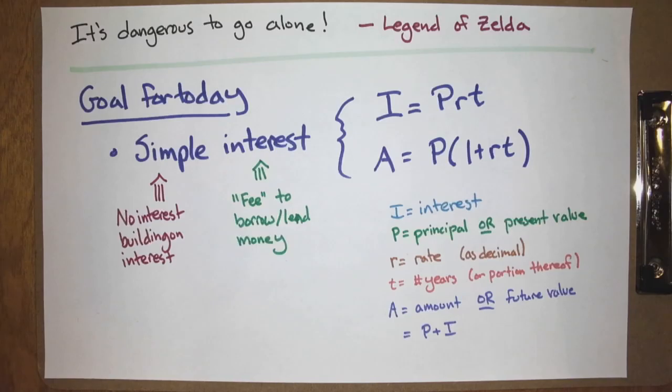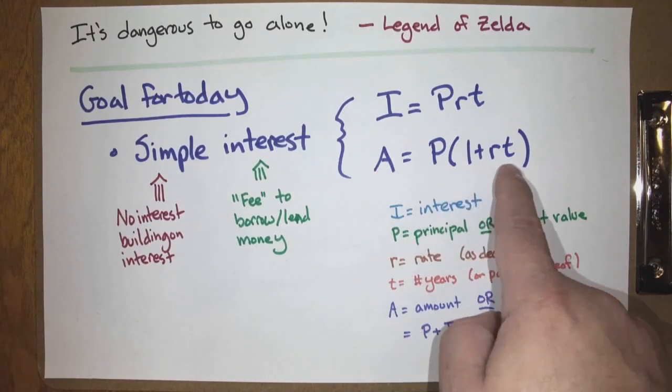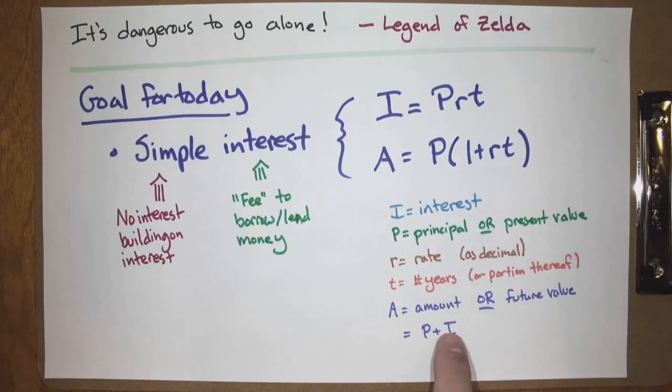There's a second formula, which is that if you take the P times 1 plus RT, well, what is that? That's really P plus I. It's the present value, how much you start with, plus the interest. And so we think of that as the amount. That's why we use A. That's your future value. So if you borrowed money, you'd have to, at the end, pay back the money plus the interest. So that's the P money that you borrowed plus the interest that you have to pay. So that's that formula.